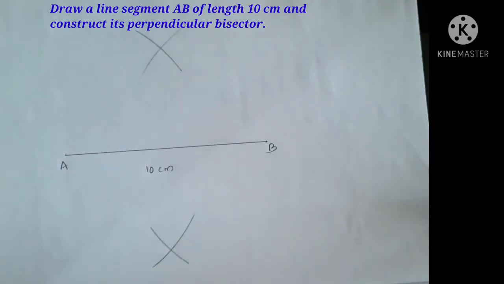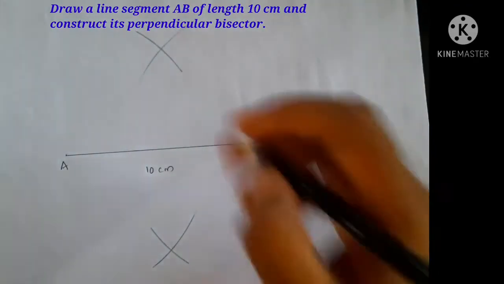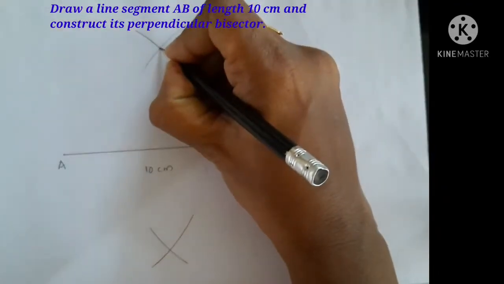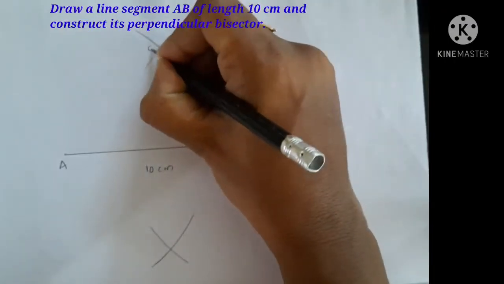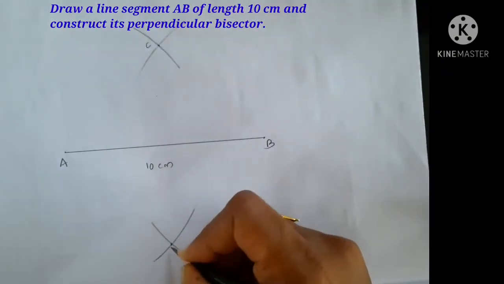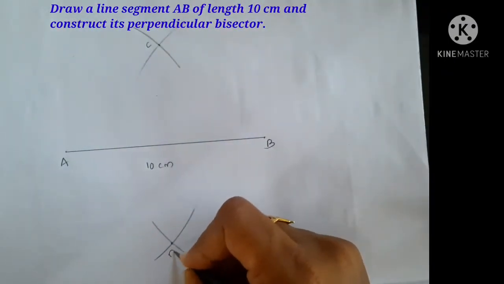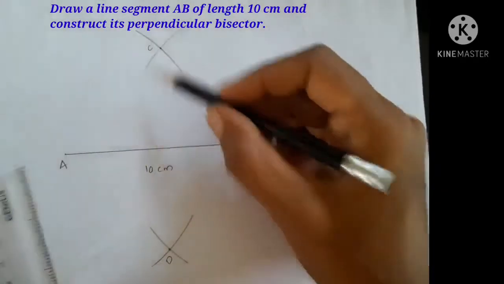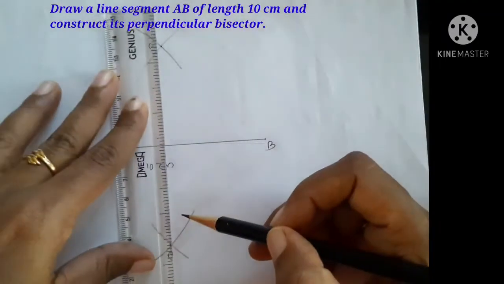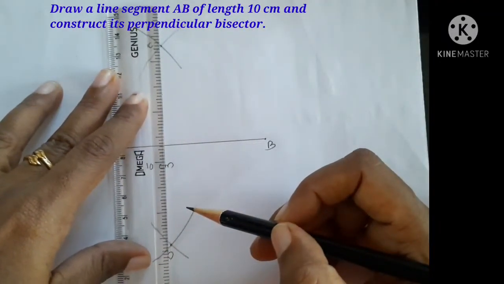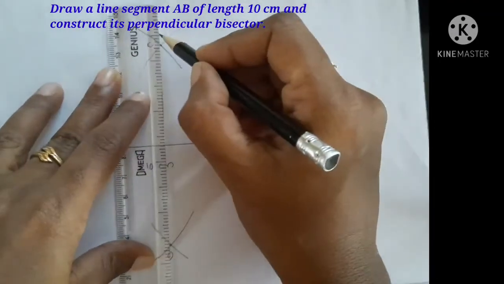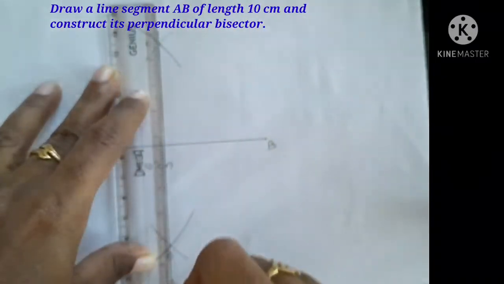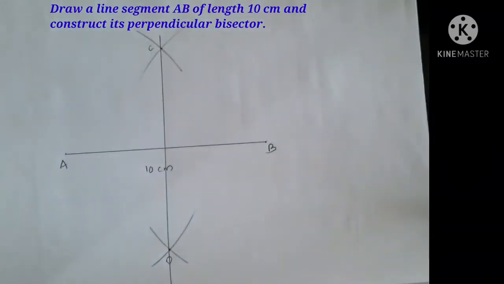Children, the arcs we have drawn should intersect. Now these two arcs intersect at this point. We name it as C, and these two arcs intersect at this point. We name it as D. Children, now we join the points of intersection, that is, we join C and D using our ruler and pencil. Now we have constructed a perpendicular bisector of AB.